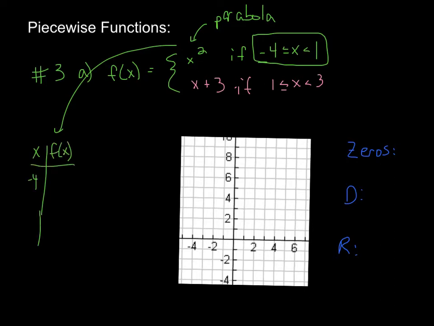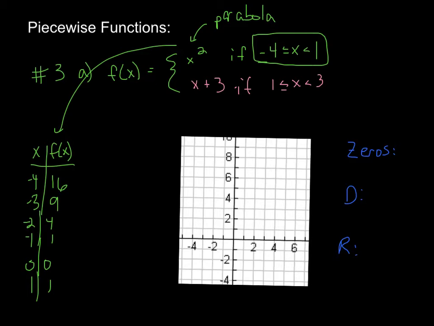Negative 4, plug it in, negative 4 squared is 16. Negative 3 squared is 9. Negative 2 squared is 4. Negative 1 squared is 1. 0 squared is 0. 1 squared is 1. And that's it. Stop right there. You have exhausted your window. So let's plot those points.